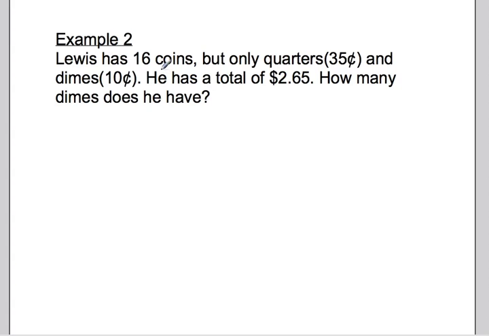Lewis has 16 coins and only quarters and dimes. He has a total of 265. So we need to set up two equations. First, let's set up our variables. Let's call quarters Q and dimes D. So he has a total of 16 coins. So we can say that D plus Q equals 16. So the number of coins is 16. And we use the amount of money for the second equation.